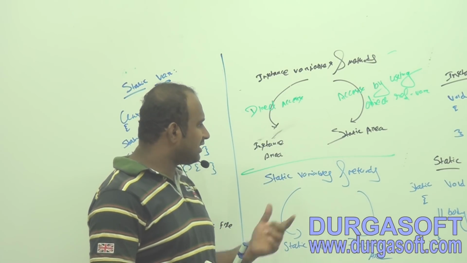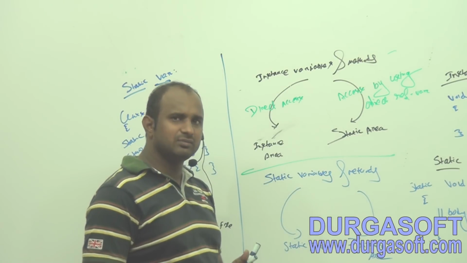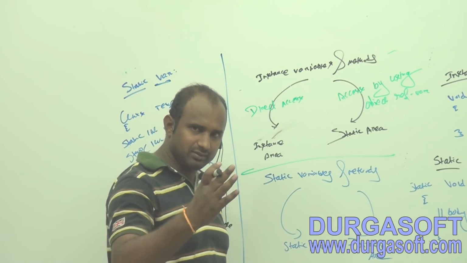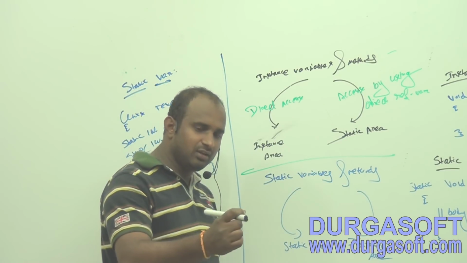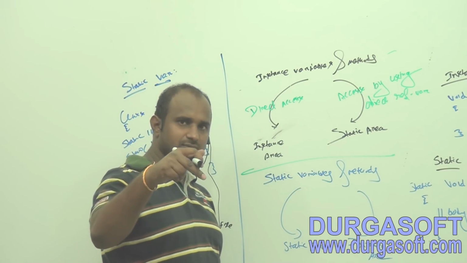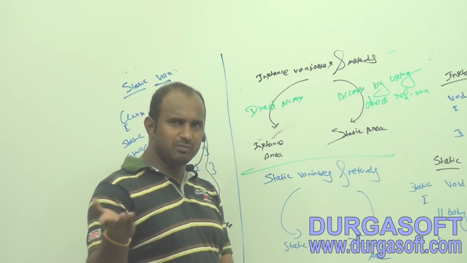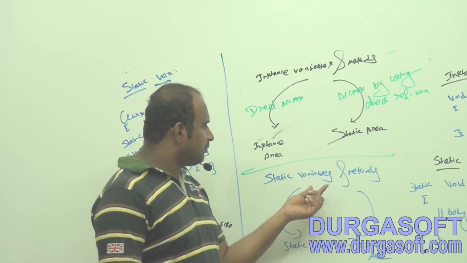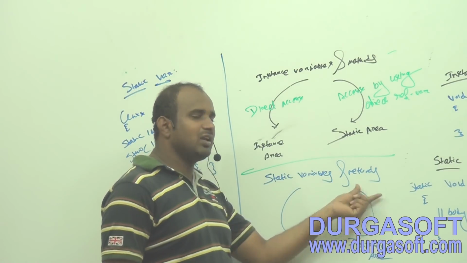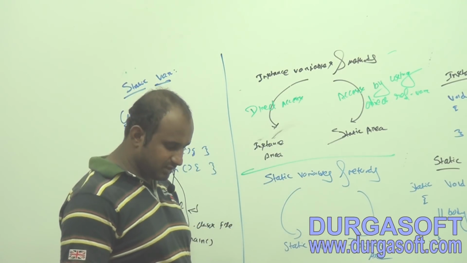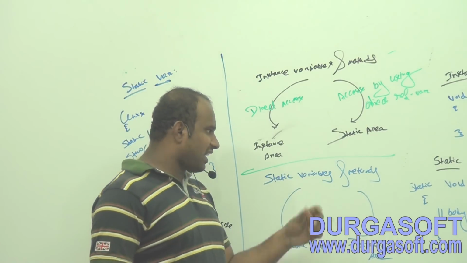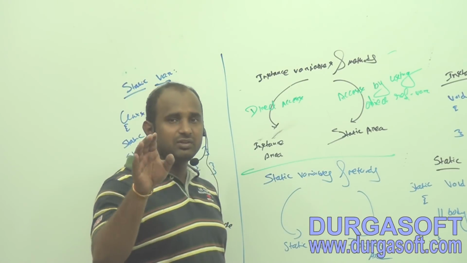Now tell me, static variables and methods, when is memory allocated? At dot class file loading, which is before the main method is called. So the dot class file is loaded before main only. Obviously, at dot class file loading time, memory is allocated for static variables and methods. That is the reason we access static variables and methods by using the class name.